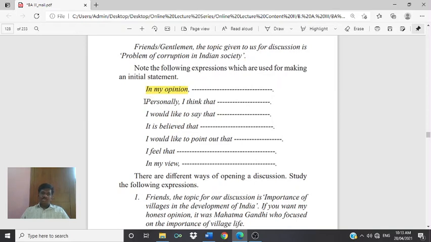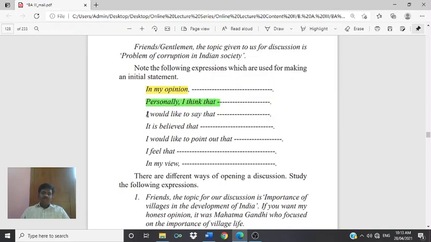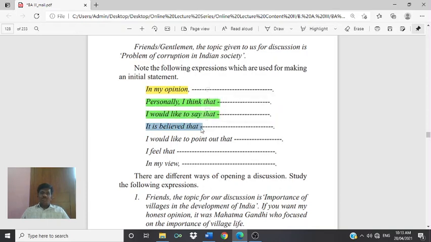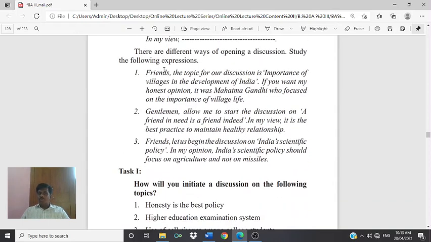In my opinion, personally, I think that, I would like to say that, I would like to point out that, I feel that, in my view. These are the things that we are supposed to use and understand again and again, so you are supposed to use these language expressions while discussing in a group discussion. So in the last session we discussed all these things.